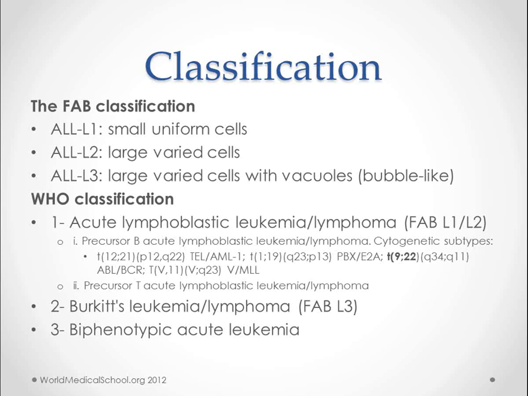So they have these three major categories of classification. The first one is essentially a combination of FAB L1 and L2. But they break it out into these cytogenetic subtypes. You'll see on this list, for example, you have the Philadelphia chromosome and other mutations that might be involved here. Those mutations are really going to be what tells us the prognosis and how we want to treat these things. These could be B cell precursors or T cell precursors. The T cell ones are associated with a poor prognosis and are usually treated more aggressively. The old FAB L3 classification is just the Burkitt's lymphoma type or leukemia type. And then the third is biphenotypic acute leukemia.